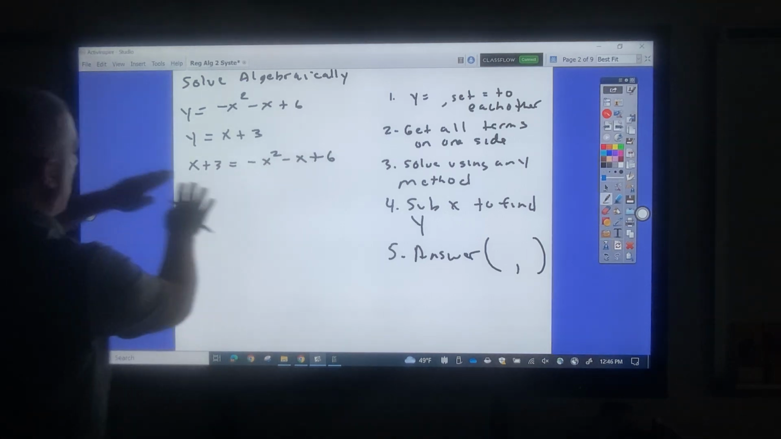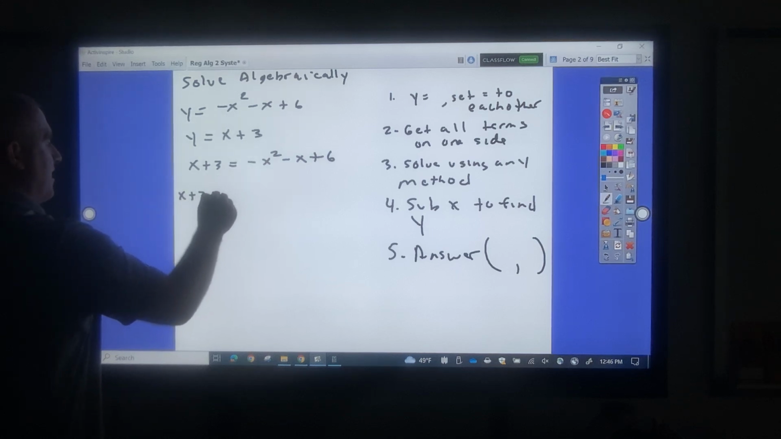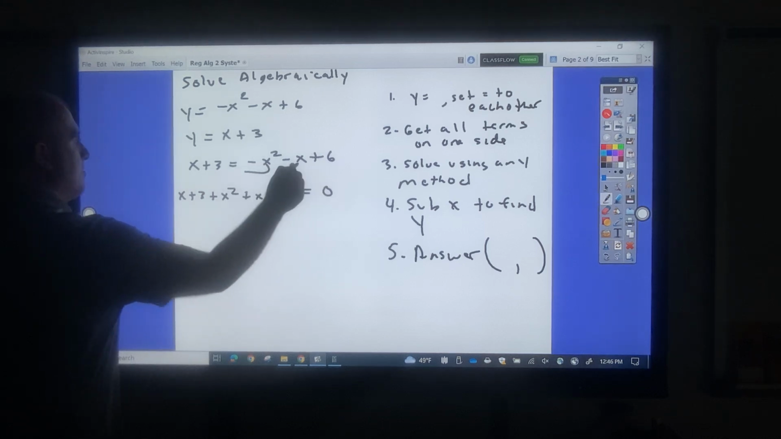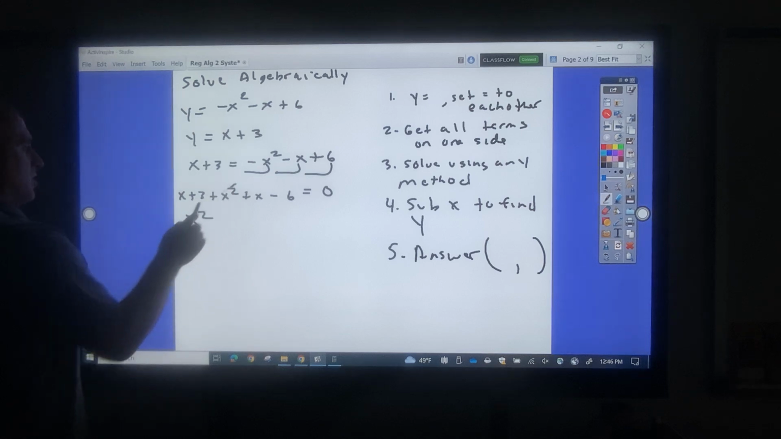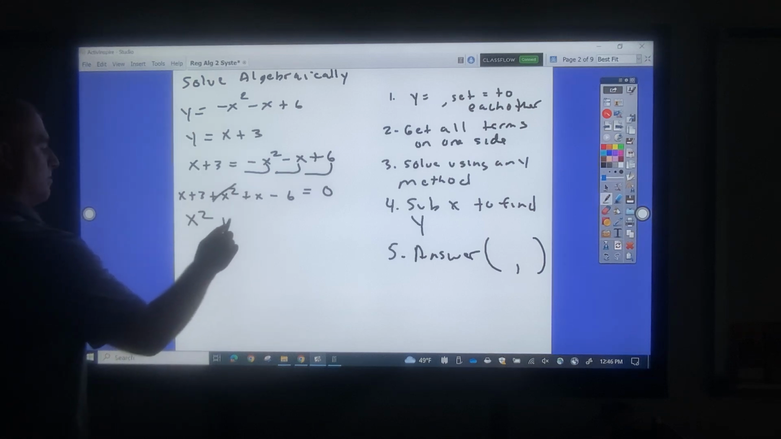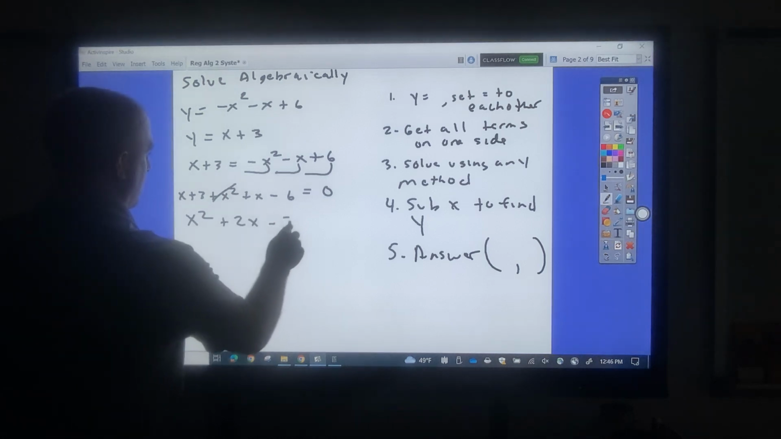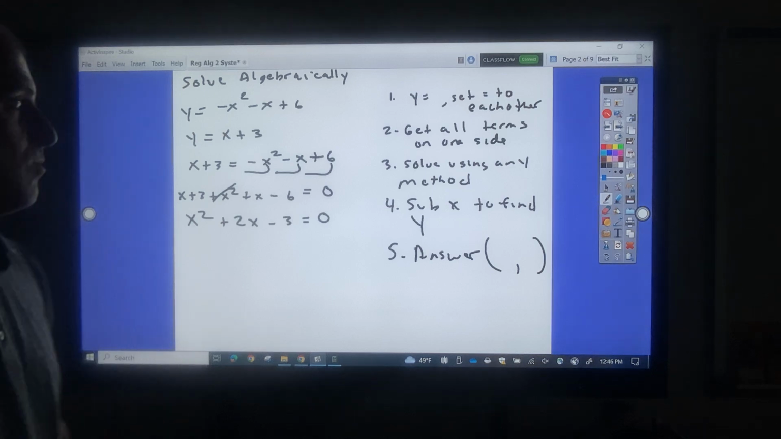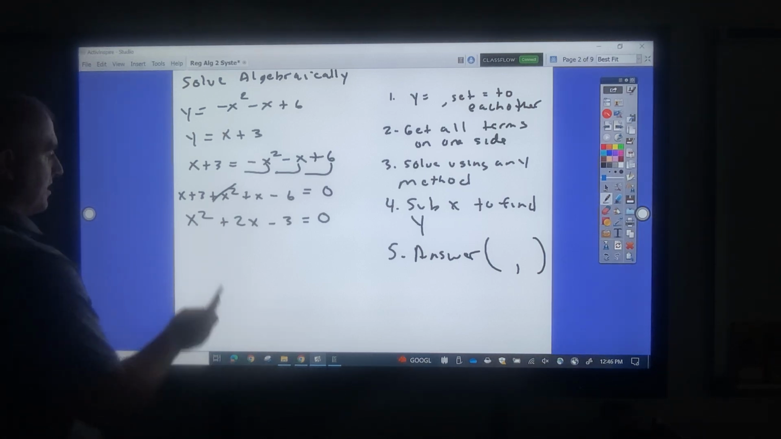So I want to move all of these back over here. Now I got x plus 3, and this becomes positive x squared, positive x, minus 6 equals 0. So I'm going to move all those this way. The x squared is going away. x and x would be 2x. 3 minus 6 would be negative 3, equals 0. And now you can solve this in any way you want. Probably the easiest is factoring.